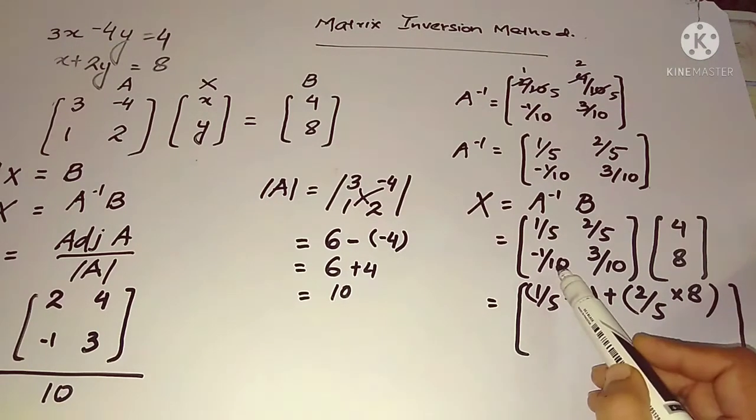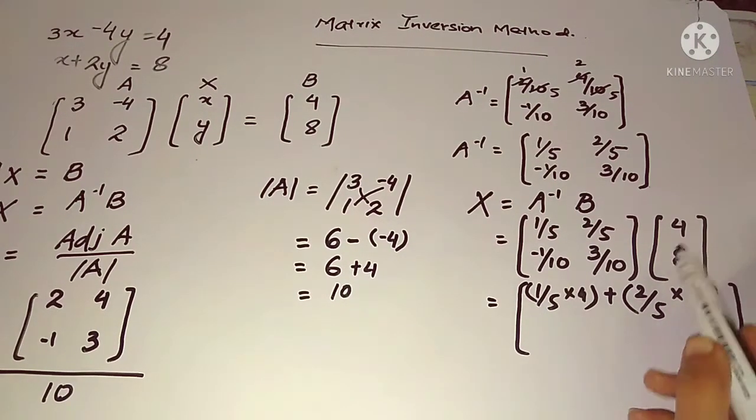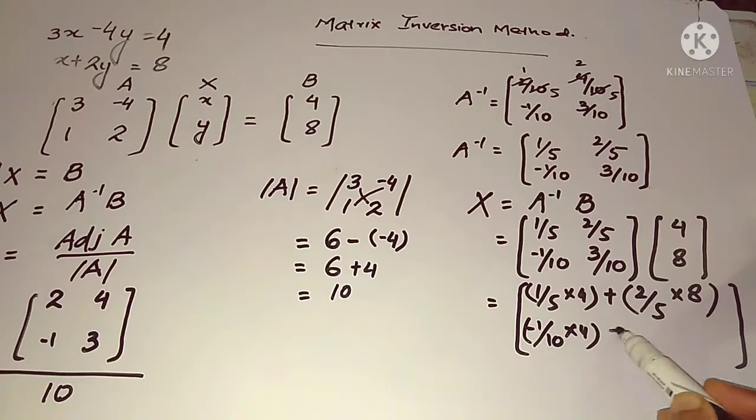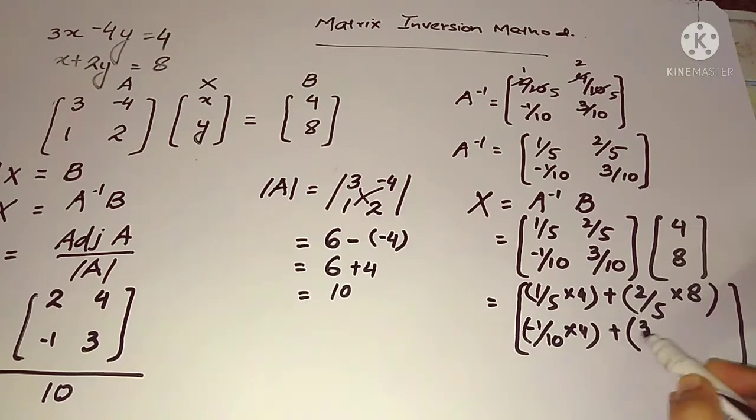Now, you have to multiply this row with this column. Minus 1 by 10 with 4. In the same way, first entry with first entry and second entry with the second entry. In between, you will put the plus sign. 3 by 10 multiplied by 8.